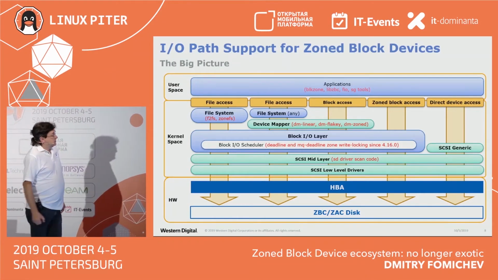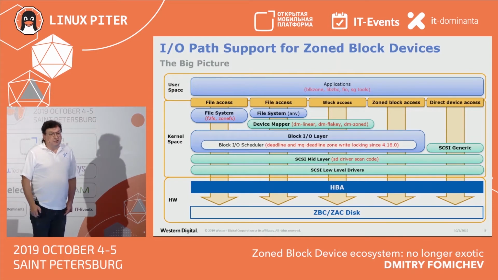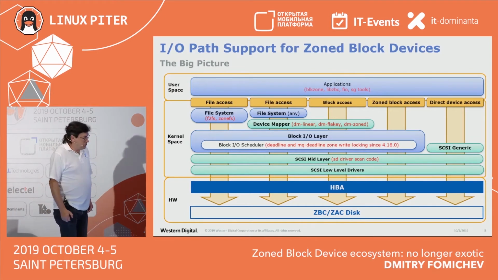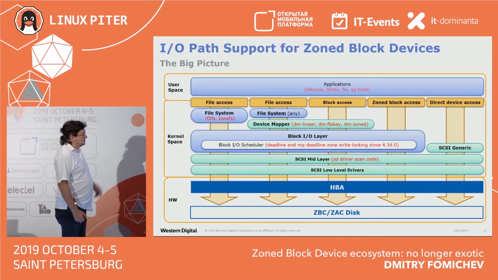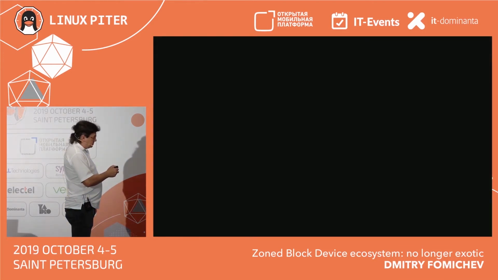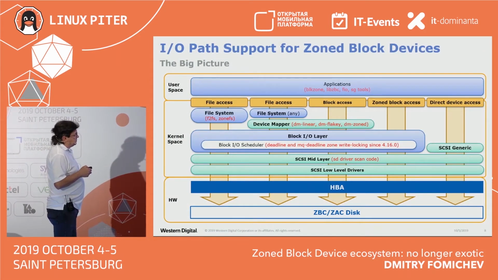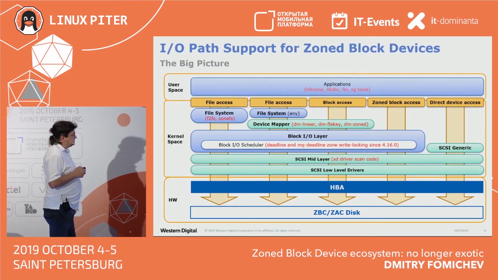So this is the big picture of what is required to support zone block devices in the kernel and anywhere in the data path. At the application level, we have some system application that will look at file systems, then the device mapper, and at the core there's kernel support at the block layer and scheduler, as well as SCSI.